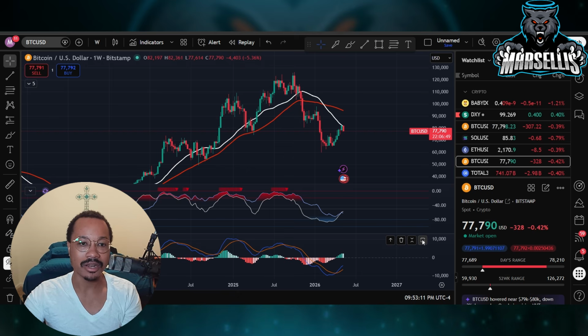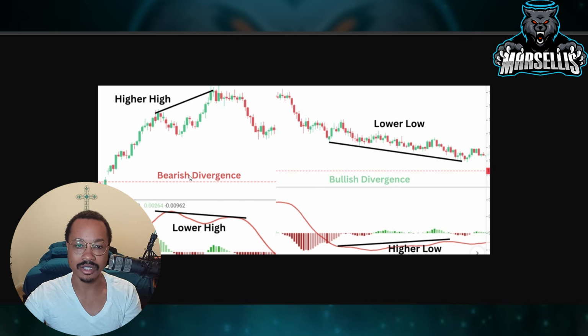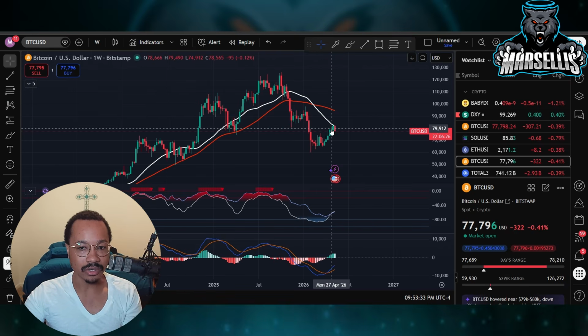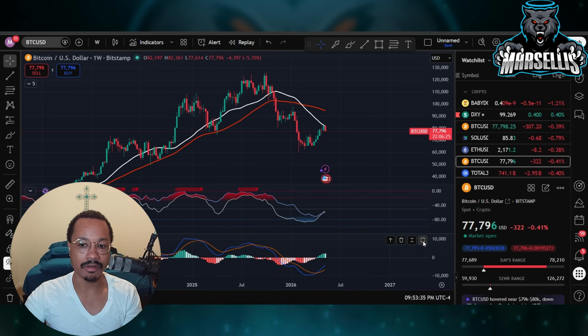Look at the MACD. Now we've already looked at the MACD on the daily chart and we've already spotted what? We spotted bearish divergence because we had higher highs on the chart and lower highs on the MACD. But what's the opposite? Well, the opposite is bullish divergence. That's where you have lower lows on the chart and higher lows on the MACD. So when you come over here and look at the weekly chart, you see it's a bit different from the daily chart.